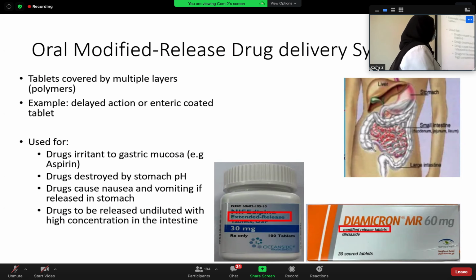So why do we use modified release? Some of them are irritant to the mucosa, like aspirin, for example. It's an enteric-coated tablet.